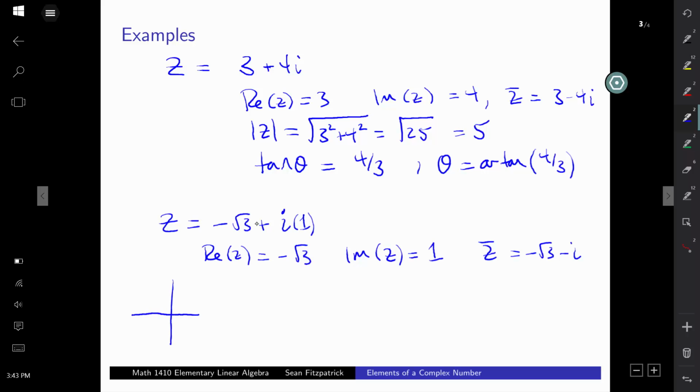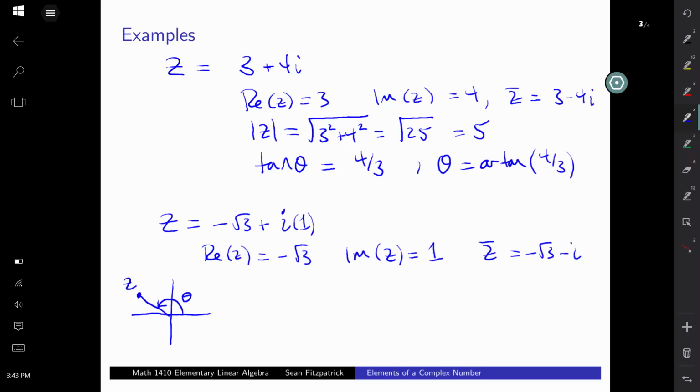And let me just kind of quickly plot this point. So where is this point? This point is in the second quadrant, right? It's out here. x is negative, y is positive. We're going to need that angle in a second.